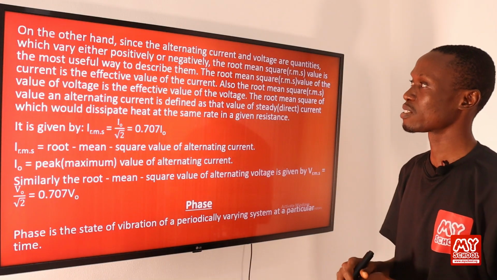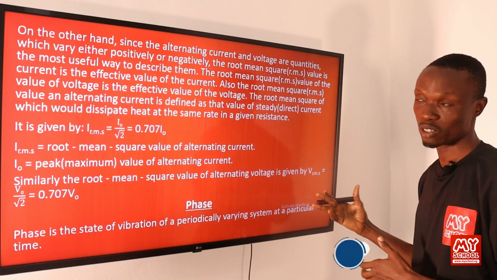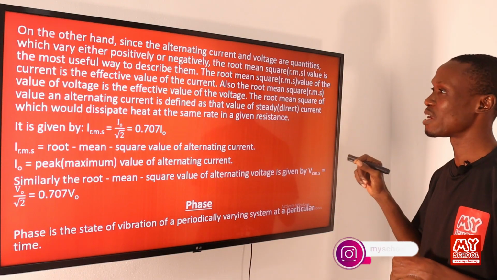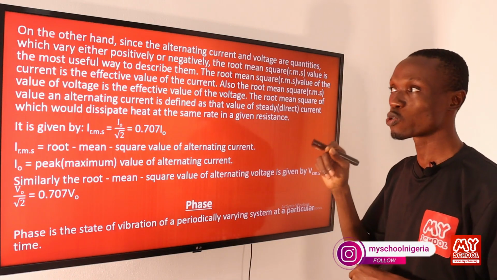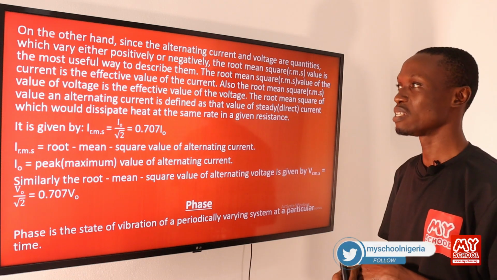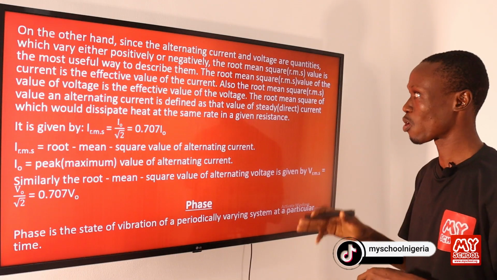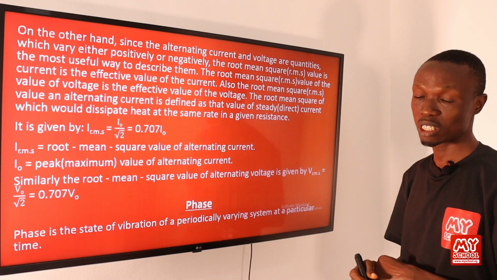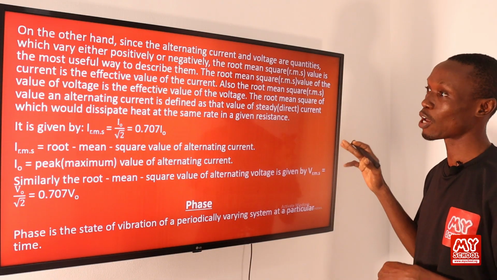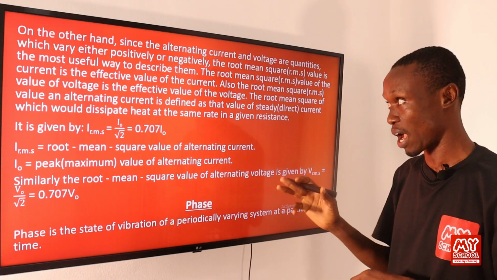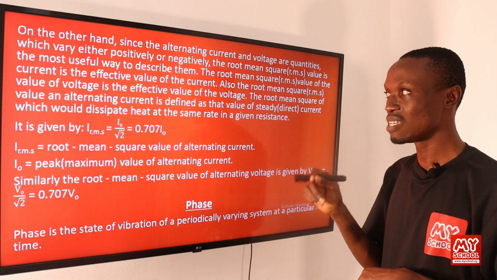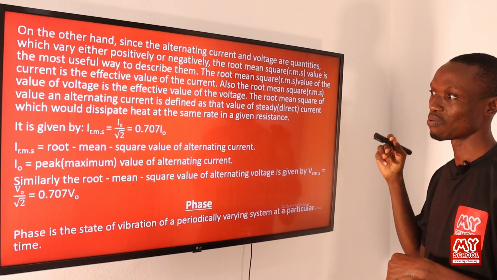Then on the other hand, since the alternating current and voltage are quantities which vary either positively or negatively, the root mean square (r.m.s) value is the most useful way to describe them. The root mean square value of current is the effective value of the current. Also, the root mean square value of voltage is the effective value of the voltage. But the root mean square value of an alternating current is defined as that value of steady (direct) current which will dissipate heat at the same rate in a given resistance.